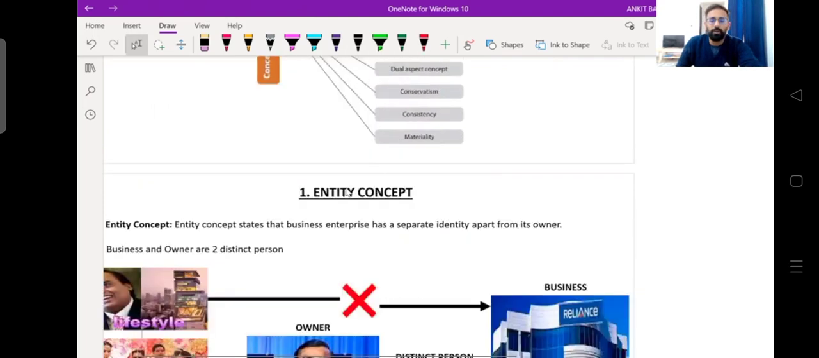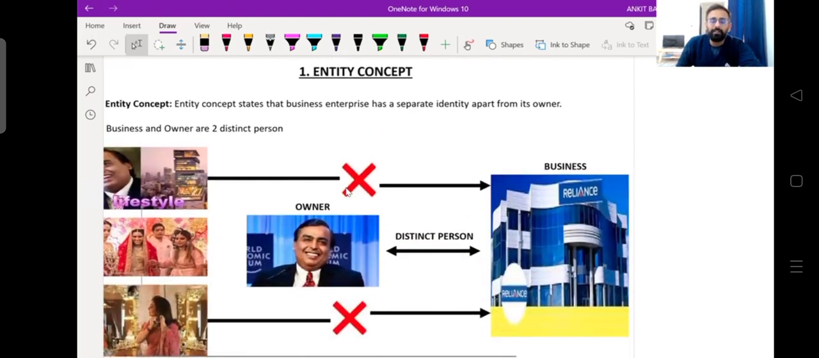So the very first concept I will start with is the entity concept, or as we say, the separate legal entity concept. Now, what does the separate legal entity concept say? It says that the owner and the business are two distinct persons. So, the definition first: the entity concept states that a business enterprise has a separate identity apart from its owner.